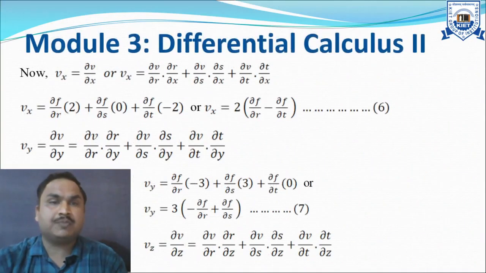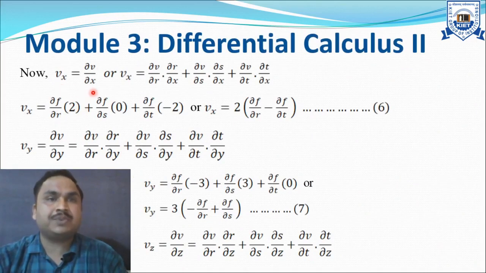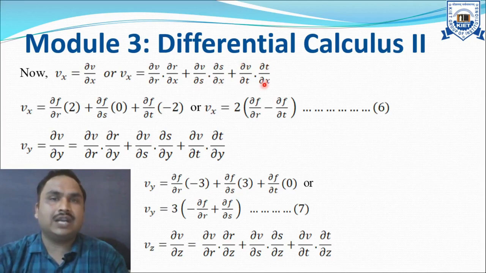So applying the concept of composite function, vx, which represents ∂v/∂x, is given by vx equals ∂v/∂r into ∂r/∂x plus ∂v/∂s into ∂s/∂x plus ∂v/∂t into ∂t/∂x. Now putting values of ∂r/∂x, ∂s/∂x, ∂t/∂x from equations 3, 4 and 5, we get vx equals ∂f/∂r into 2 plus ∂f/∂s into 0 plus ∂f/∂t into minus 2. On simplification, we get vx equals 2 into (∂f/∂r minus ∂f/∂t).